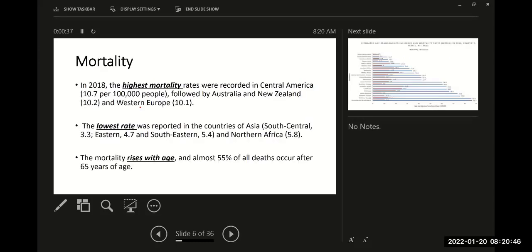In 2018, the highest mortality rates were recorded in Central America, at 10.7 per 1 lakh people, followed by Australia and New Zealand. The lowest rates were reported in the countries of Asia: South Central was 3.3 per 1 lakh, Eastern was 4.7 per 1 lakh, and Southeastern was 5.4 per 1 lakh people. The mortality rises with age, and almost 55% of all deaths occur after 65 years of age.